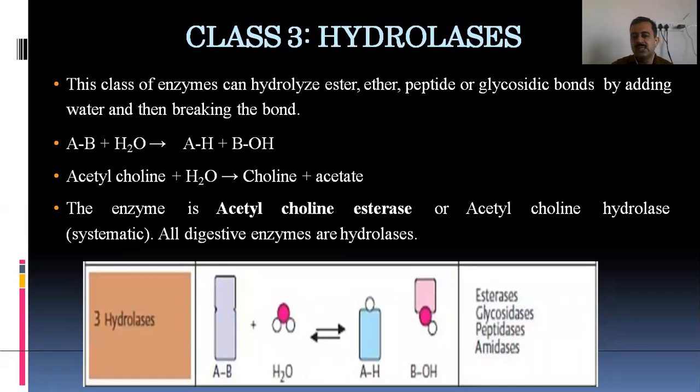Group 3 is called hydrolases. This class of enzymes can hydrolyze ester, ether, peptide, or glycosidic bonds by adding water and thereby breaking the bond. See here, AB plus H2O gives AH plus BOH. So the water molecule has been broken down, and H and OH are separated. An example is acetylcholine plus water giving choline plus acetate. This enzyme is acetylcholinesterase. These are basically the digestive types of enzymes that come under this class, for example esterases, glycosidases, peptidases, and amidases.